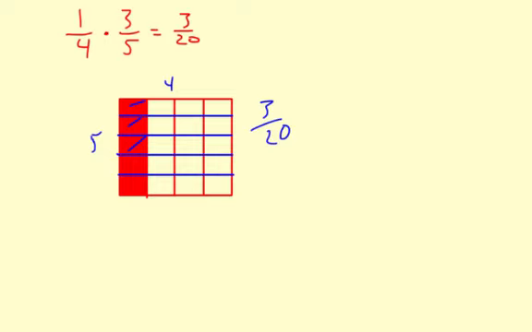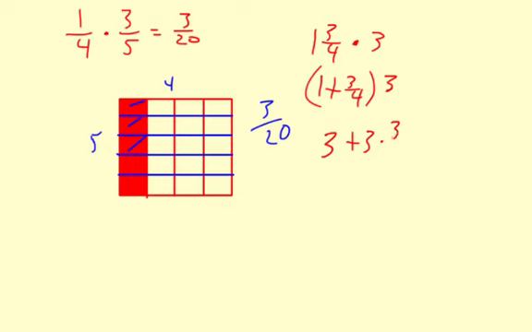Now let's look at mixed numbers. Let's say I want to do 1 3/4 times 3. So 1 3/4, that's the same thing as 1 plus 3/4, and then times 3. So really what I can do is distribute this 3. 3 times 1 is 3, and then plus 3 times 3/4.